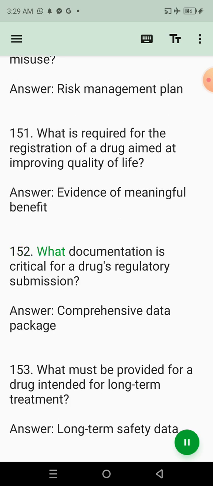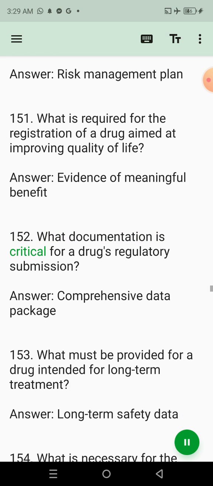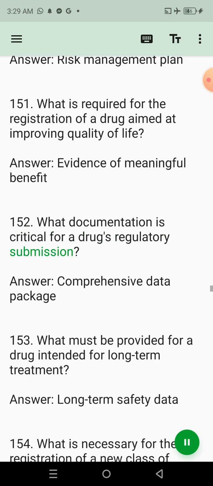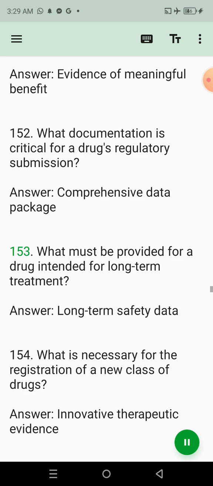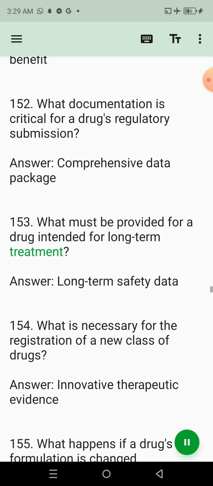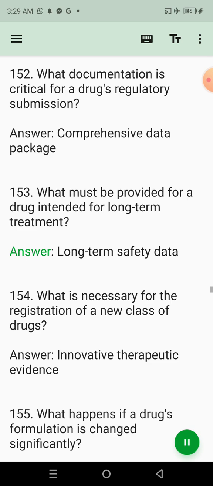152. What documentation is critical for a drug's regulatory submission? Answer: comprehensive data package. 153. What must be provided for a drug intended for long-term treatment? Answer: long-term safety data.